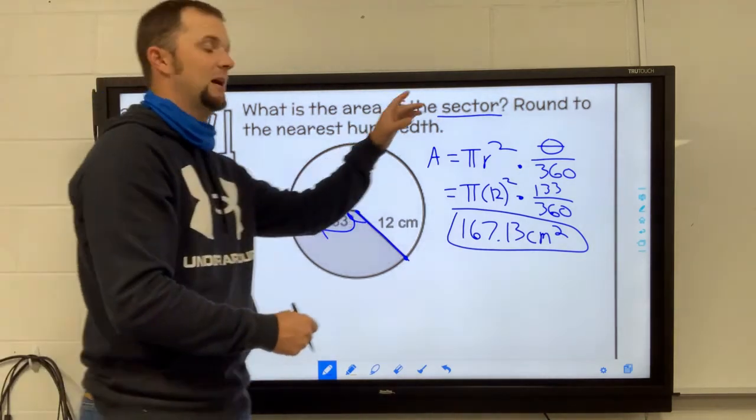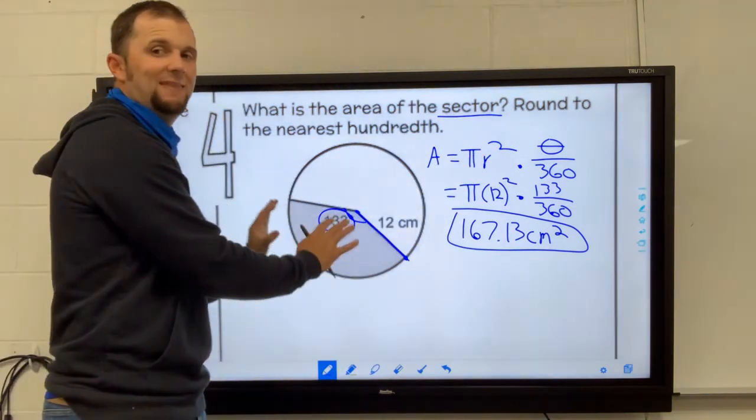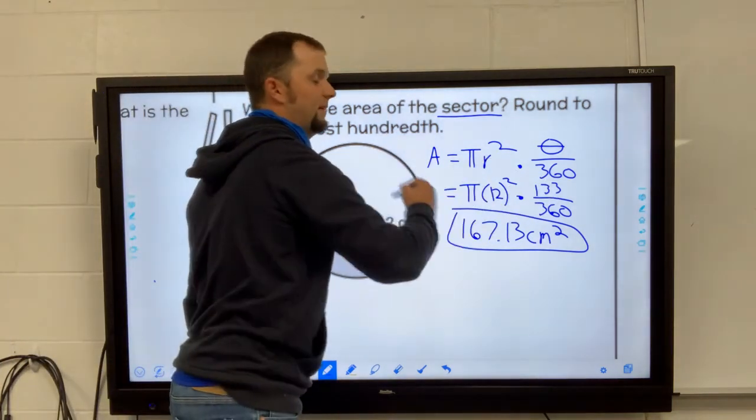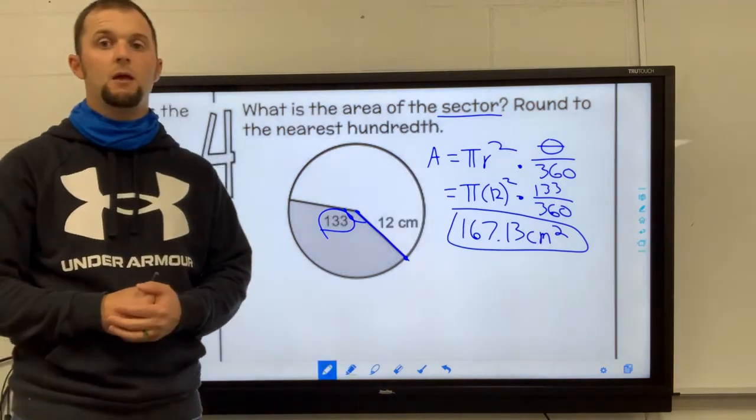So remember, one more time, sector means we're finding the area of just a piece of that pie. And this is how you end up finding that by using that formula, okay?